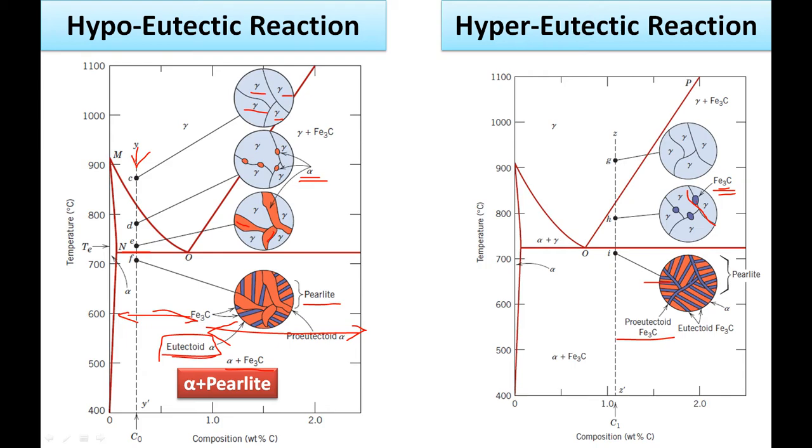Here gamma converts to pearlite, and here gamma also converts to pearlite, but as the carbon here was more, that means carbon was directly shifted to Fe3C structures, and they made an intermetallic compound. We get more Fe3C here, but less Fe3C here. So we get pearlite and cementite structure. For the hypo-eutectoid reaction, we get alpha plus pearlite. For the hyper-eutectoid reaction, we get pearlite plus Fe3C structure.